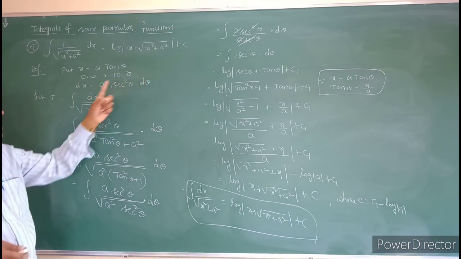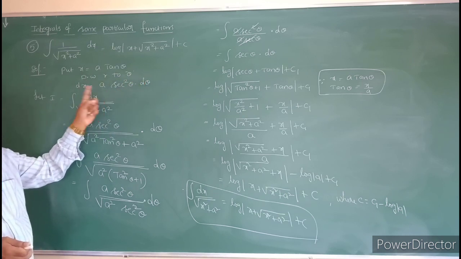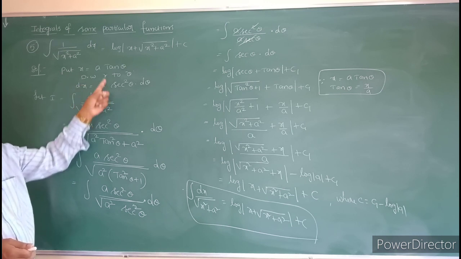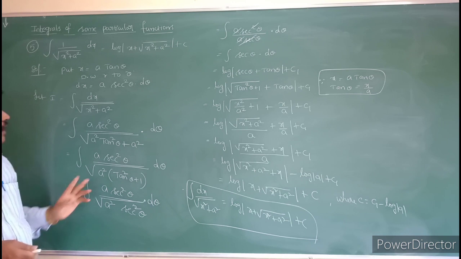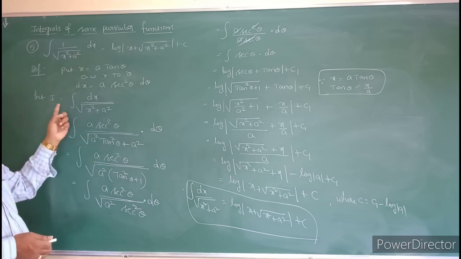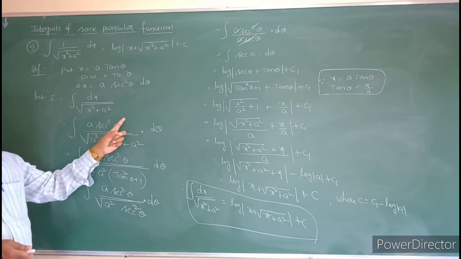Differentiate with respect to theta. dx is equal to a secant square theta d theta. So replace the value here. I is equal to integral of dx by root of x square plus a square.